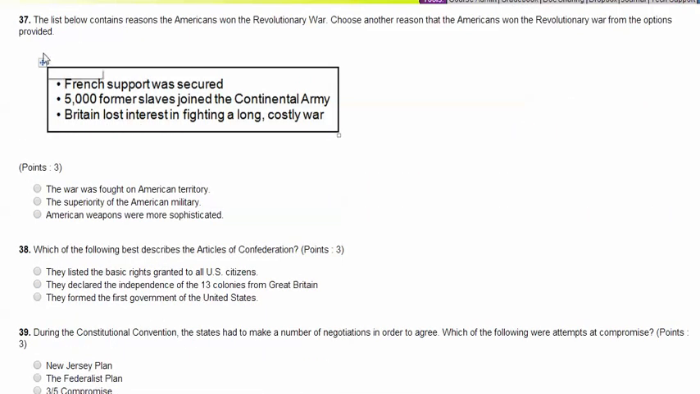Number 37, the list below contains reasons the Americans won the Revolutionary War. Choose another reason that the Americans won the Revolutionary War from the options provided. The reasons they won are French support was secured, 5,000 former slaves joined the Continental Army, and Britain lost interest in fighting a long, costly war. So we're looking for another reason that the Americans won the Revolutionary War. Was it the war was fought on American territory, the superiority of the American military, or Americans' weapons were more sophisticated?